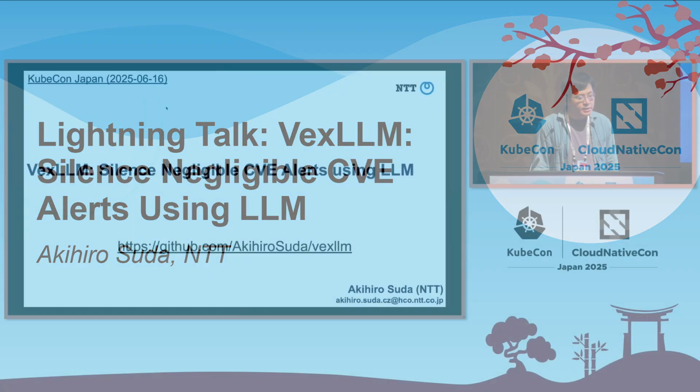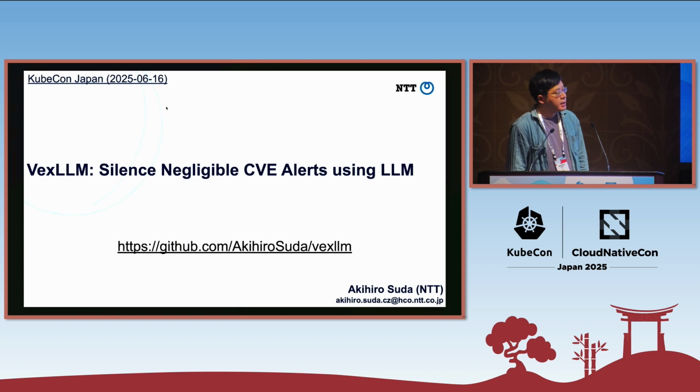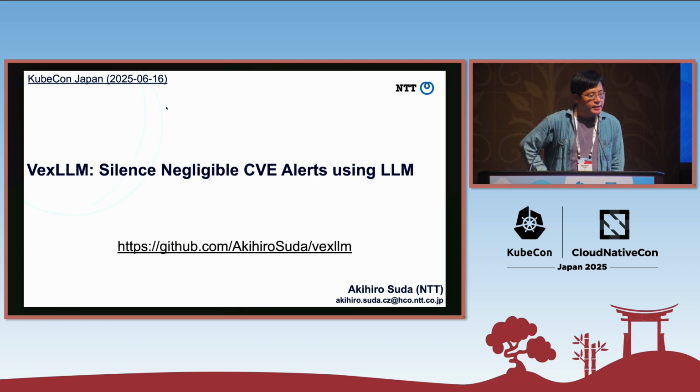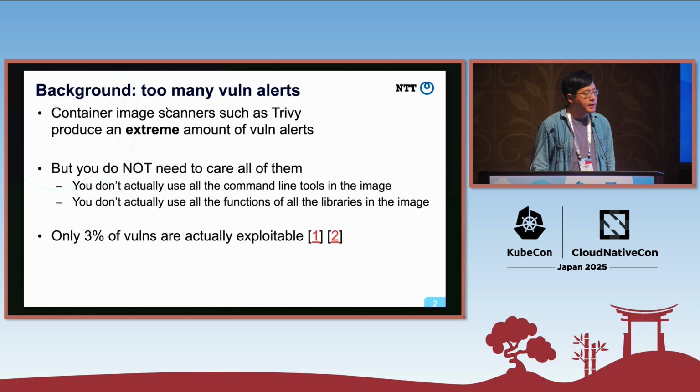Today I want to talk about my tool, VexLLM, which is a tool to silence negligible CVE alerts using LLM. Here is the background. The problem is that we have too many vulnerability alerts. You can use container image scanners such as Trivy to check vulnerabilities in container images. But those tools produce an extreme amount of vulnerability alerts, like hundreds or even thousands of them.